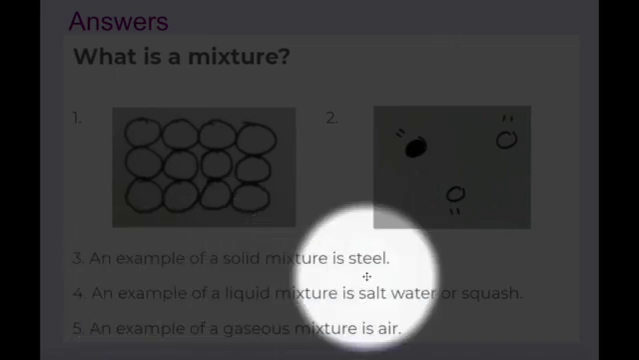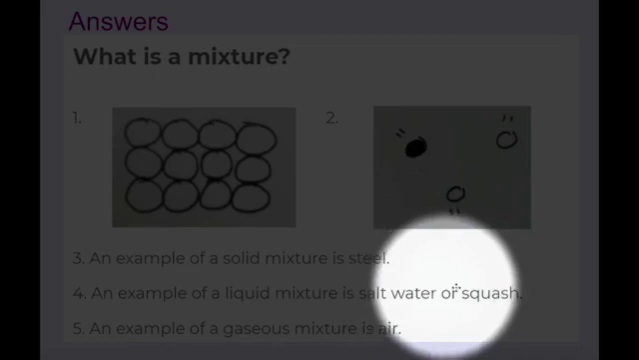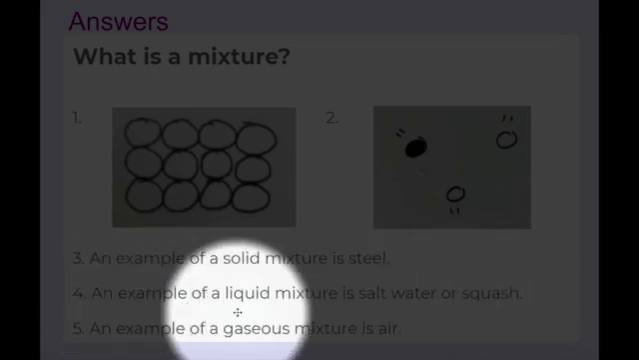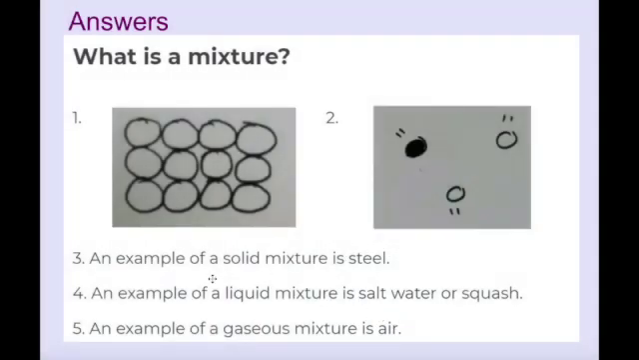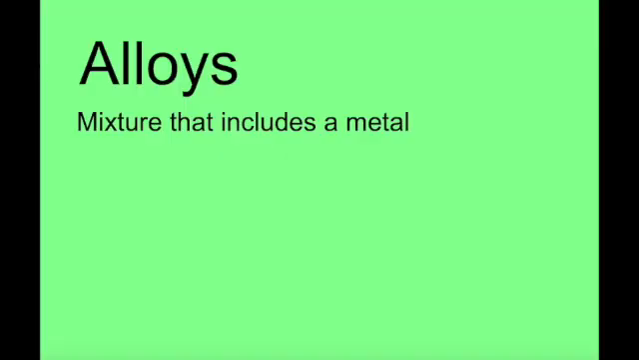An example of a liquid mixture is water or squash, and we've looked at two of those examples. You might have had another one maybe. An example of a gaseous mixture is air, okay, and that's the one that we looked at earlier. So we've looked at all of those ones.